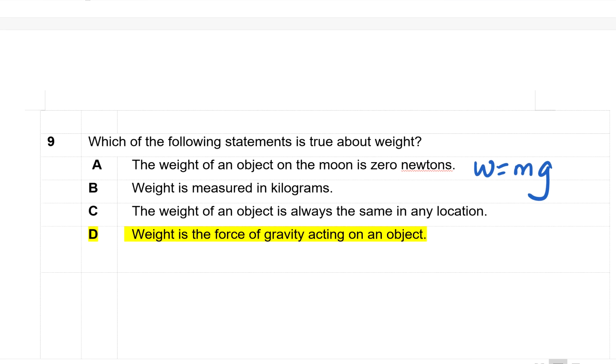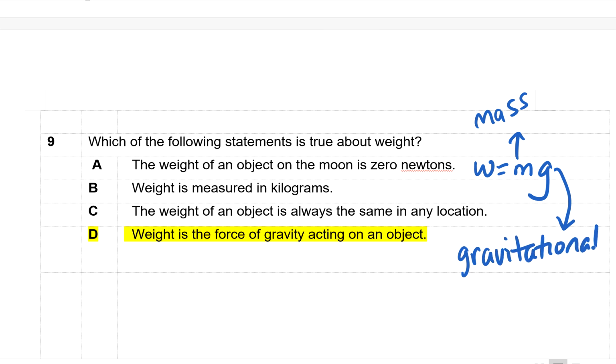So a little revision. This is the formula for weight. W equals mg. So weight definitely depends on the mass. The larger the mass, the larger the weight. And let's not forget g. g is the gravitational field strength. And this depends on which planet you are in. Certain planets have a larger gravitational field strength. Gravitational field strength means how much gravitational force acts on 1 kilogram of mass.